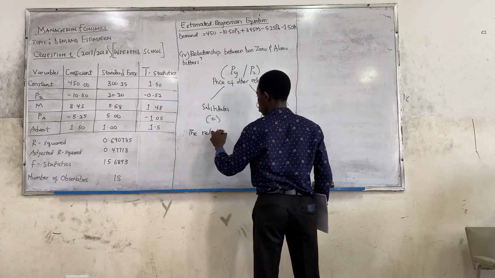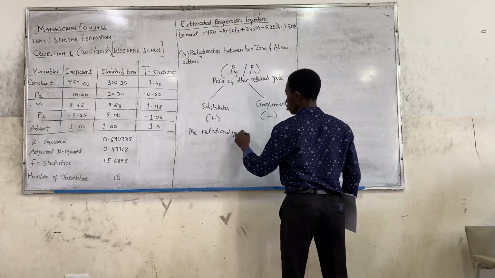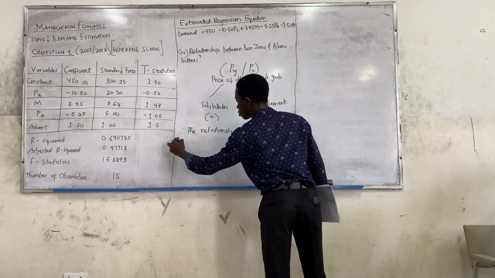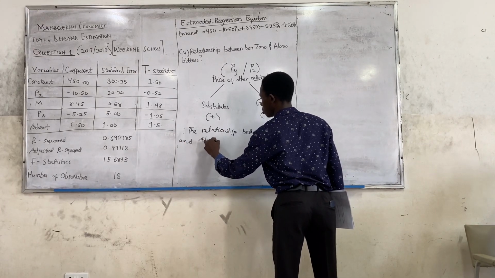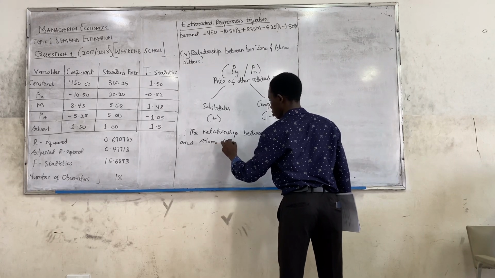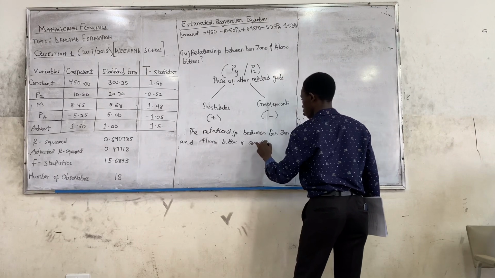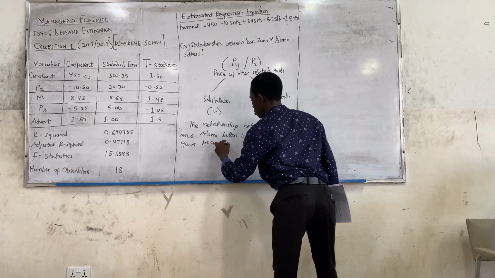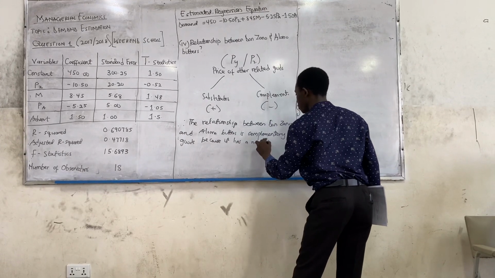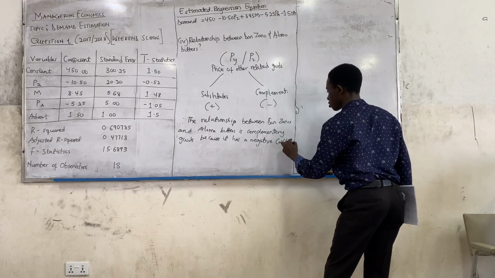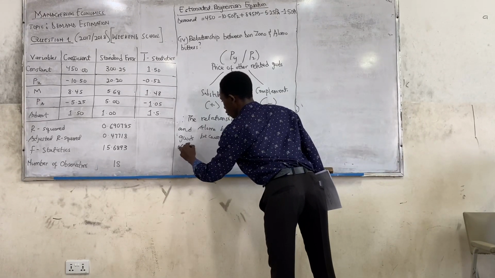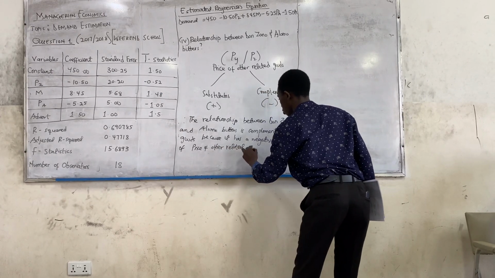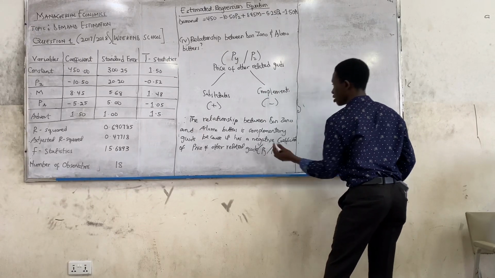So the relationship between Donzano and Alomopithes is that they are complementary goods because it has a negative coefficient of price of other related goods, which is either a PY or PZ. So you are done with the IV.